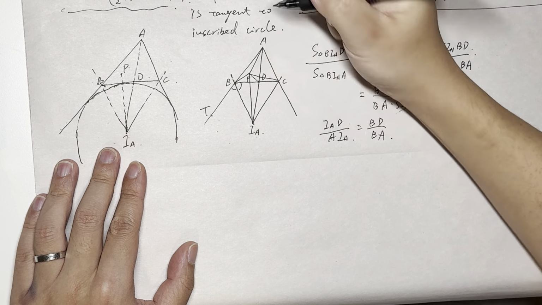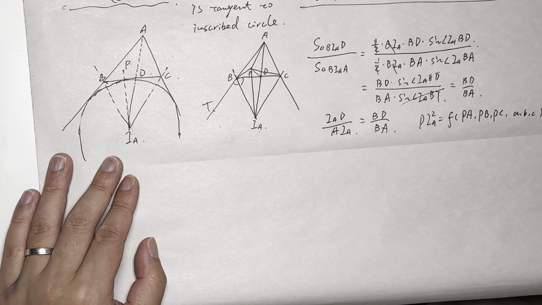But again, we don't know the PIA. However, PD we can calculate by another triangle, that triangle BPC. We know the BP, we know PC, and we know BD, we know DC. So we can find the PD. And if we equate these two formulas, then we can get PIA squared. Once we get that, that's what we are looking for. We want to find PIA squared to be a function of PA, PB, PC, ABC, right?